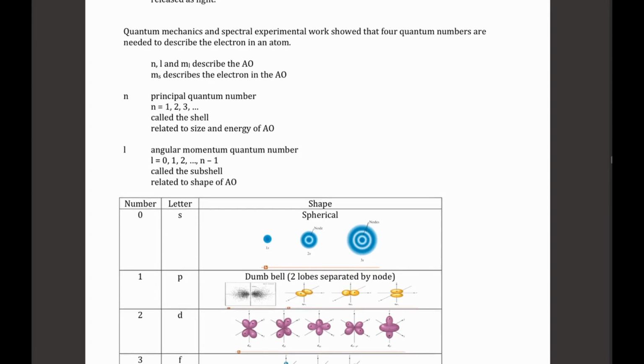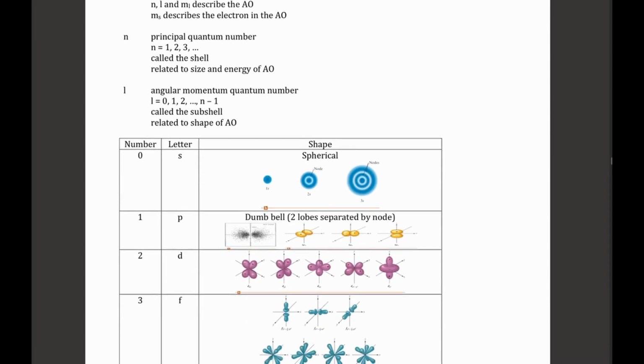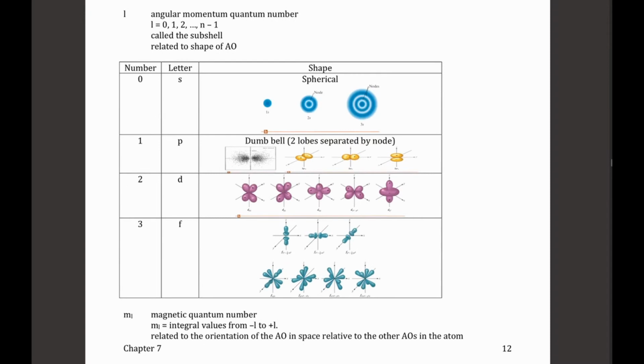For L, we can describe it with a number, like 0, 1, 2, 3, 4, and so on. We can also describe it with a letter. So the number and the letter are equivalent. It just depends how we are talking about it, which one we might use. When L is 0, the letter describing L is S. And S orbitals always have a spherical shape.